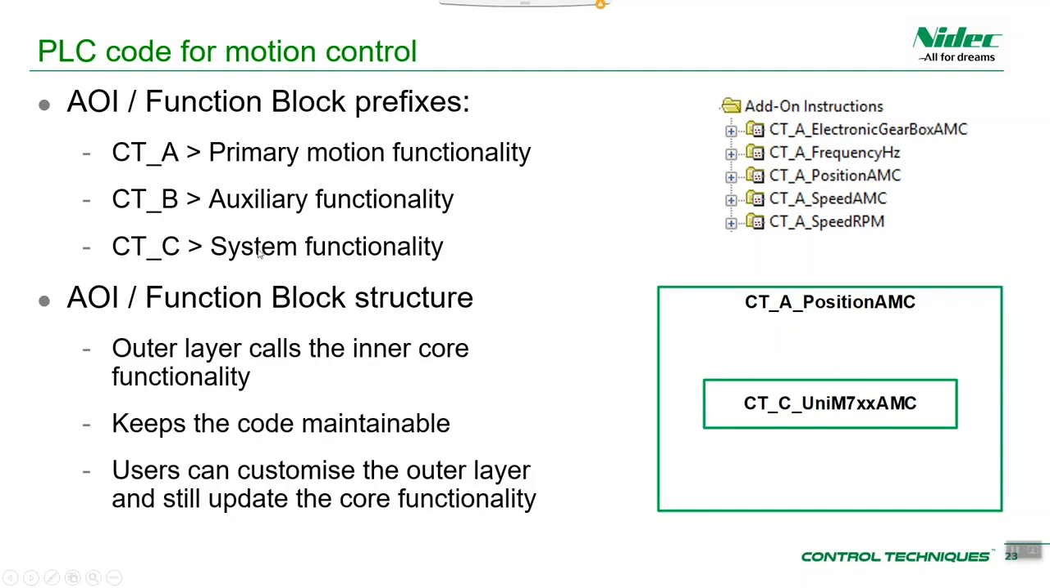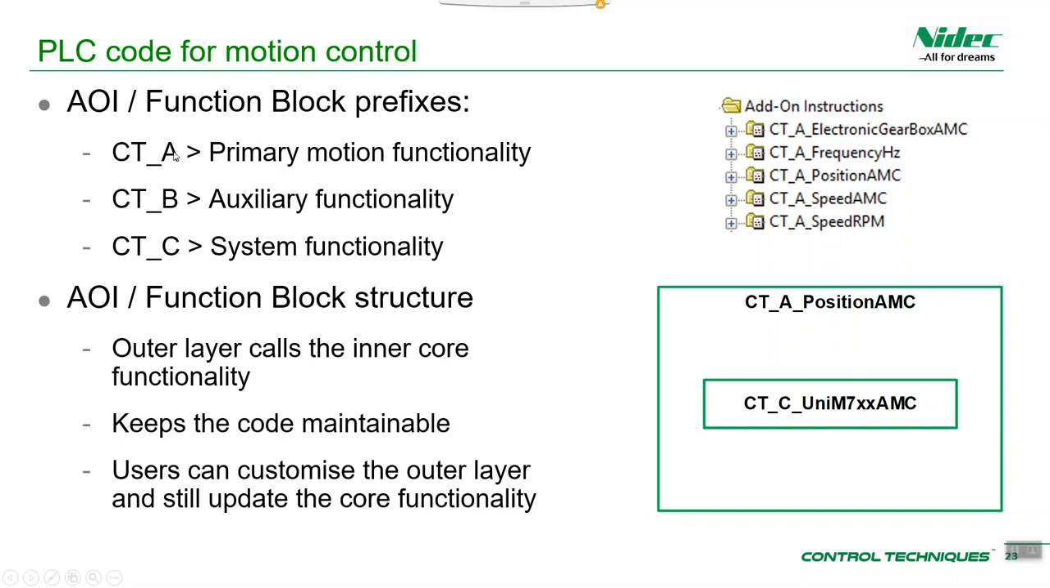And things that start CTC may be useful to you, but they're mainly intended to be system underpinning functionality. So they're not really intended to be used. Some of them might be useful because there are things like limit function blocks or AOIs, but you're not really intended to use these. So the idea is that you can go straight to the function blocks with the prefix that you're interested in.